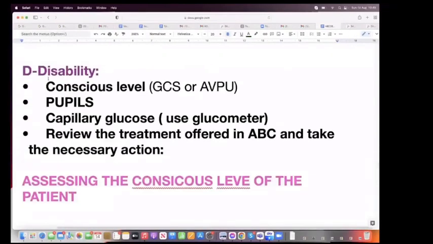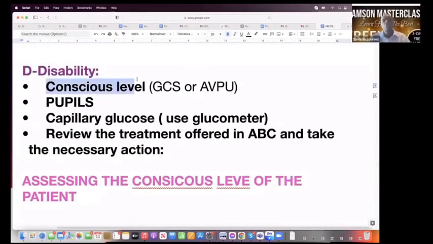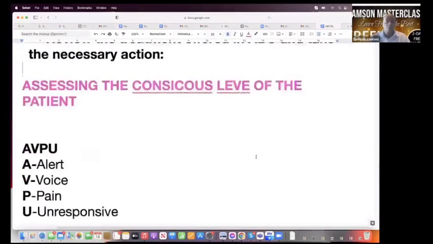Then you go to D, assess the conscious level, either GCS or AVPU system. Take a torch, check the pupils, and use the glucometer for capillary glucose. Then review the treatment offered in A, B, C, and take necessary action. Review and step up to the next step. Okay, if it's normal, then you don't have to step up.